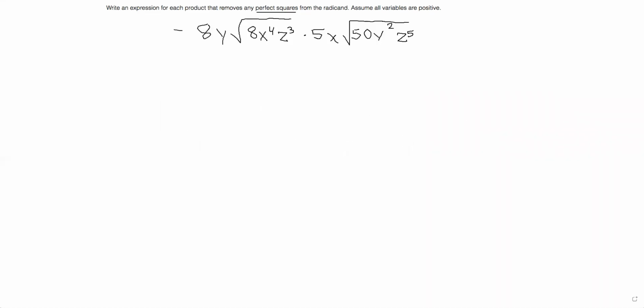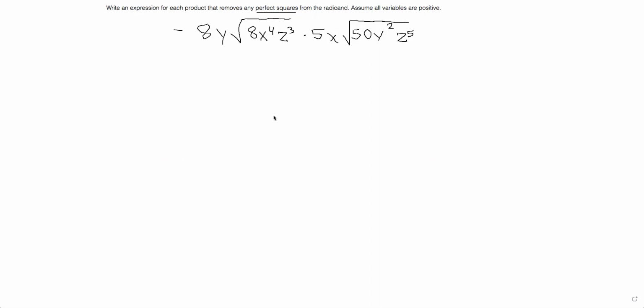So I want to take this bit by bit. A way to effectively simplify something like this, where there's one radical and a lot going on, is to give everything its own radical. We can give 8 its own radical, we can give x to the fourth its own radical, and then we can give z to the third power, z cubed, its own radical as well. So it's like being on the Oprah Winfrey Show. You get a radical, you get a radical, everyone gets a radical.